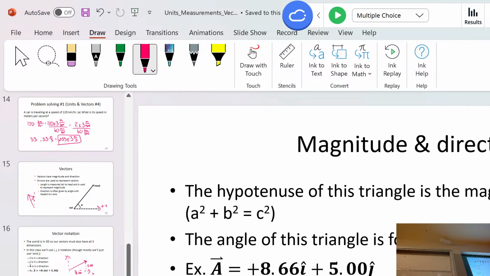Anytime you see this little arrow, vector. Anytime you see this little hat, vector. Anytime you see a little arrow or something, it's a vector. If there's no arrow, it's not a vector. So again, just little key facts here and there.